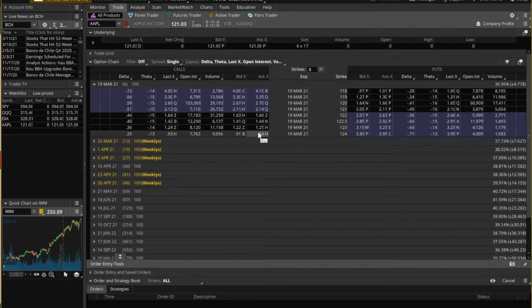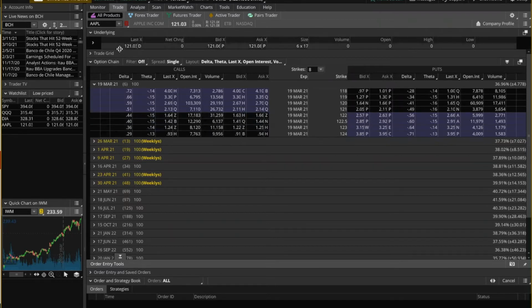So you might hear these words being thrown around. Out of the money just means that it's from the current price and above. So anything above 121 would be out of the money. So 122 is black because it's out of the money. So again, last is the current price of Apple trading.